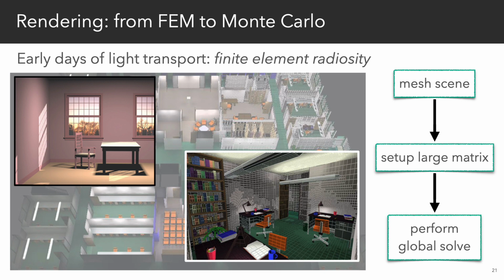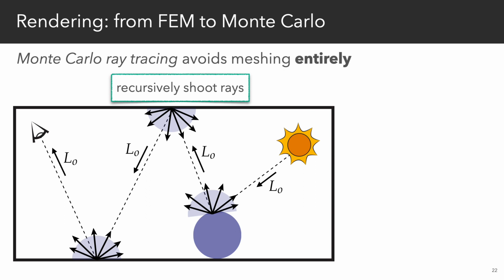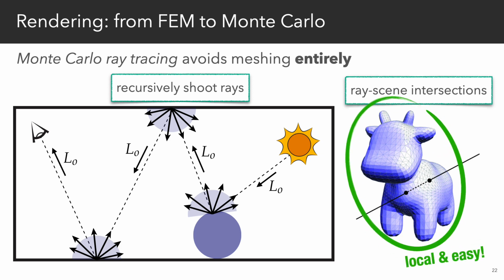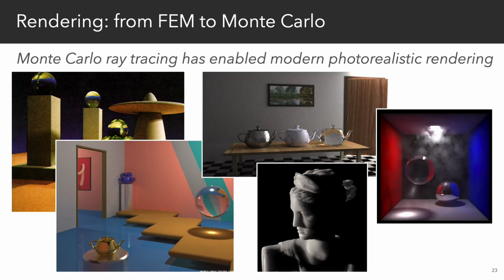Now, this idea fell out of fashion for many reasons, but in large part because robust meshing is just a really hard problem. So instead, the rendering community now uses Monte Carlo methods for estimating illumination that recursively shoot rays that bounce around the scene. So rather than meshing and global finite element solves, we now just have to intersect the domain boundary with a ray, which is both a lot easier to do in practice and a lot more robust to triangle quality.